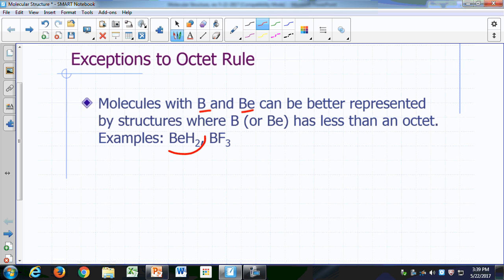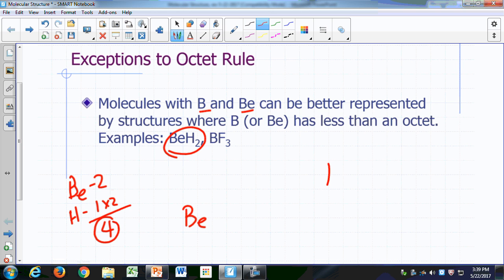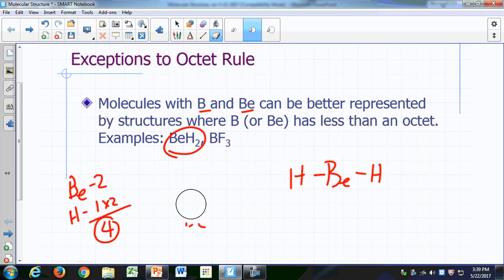So, for example, let's look at beryllium hydride. Be, if you look at the periodic table, is in column 2A, so it has two valence electrons. Each hydrogen has one valence electron, so there's two of them in BeH2, which gives you four valence electrons. If you surround your beryllium with two hydrogens, remember each hydrogen can only form a single bond, then you've got your four electrons right there, nothing more to distribute. Your beryllium doesn't have an octet. There's just no way to get more than four valence electrons around the beryllium in this case.